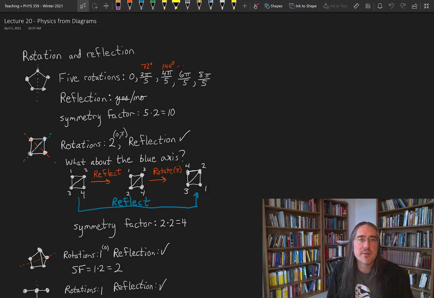Before we look at how to use the diagrams to get some physics, I just want to take a little bit of time to talk about symmetry factors a bit more. There's been some discussion on Piazza about this, and I had intended to give you a bit more anyway. Some of the discussion on Piazza was about group theory, and people were wanting to use results from the theory of finite groups.